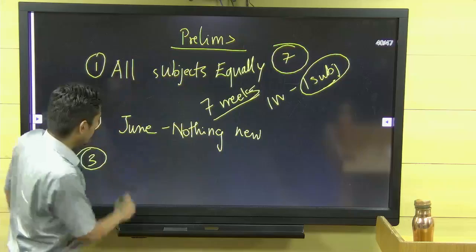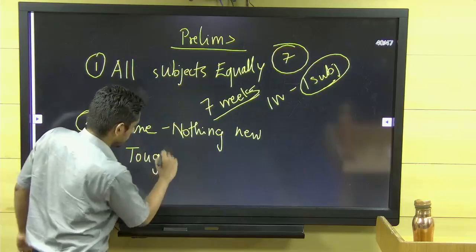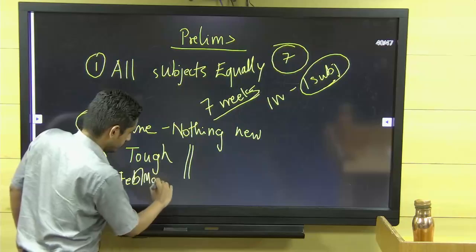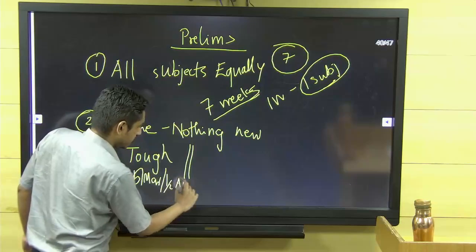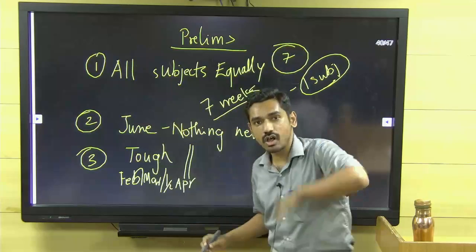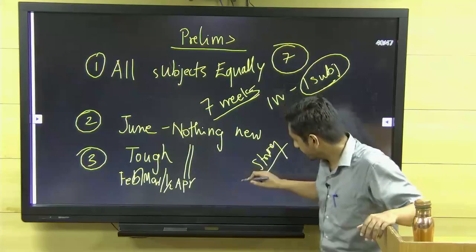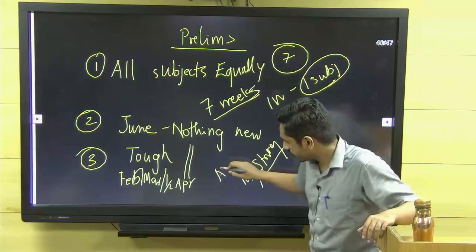When you prepare, put your toughest subjects at the first. That is February month, March month, maybe half of April. Toughest subjects. Strongest subject is there now. Strongest subjects put from reverse. Start from May, remaining portion of April.